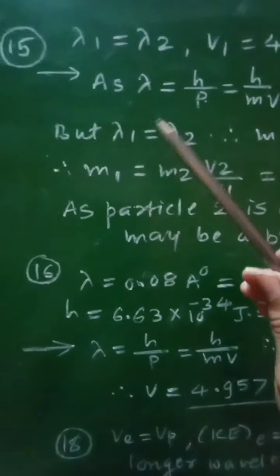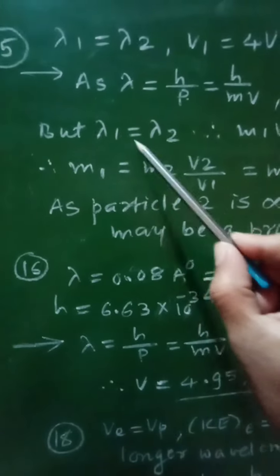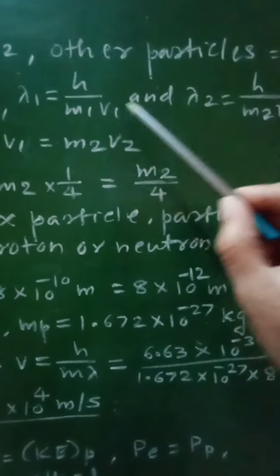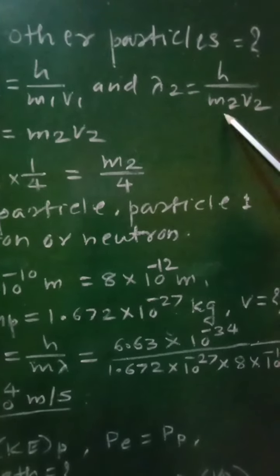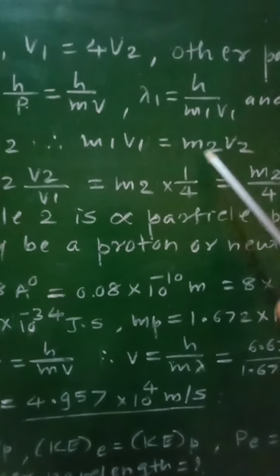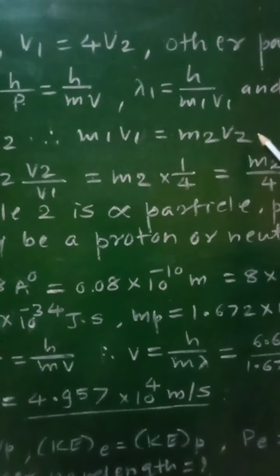Then here it is given that lambda 1 is equal to lambda 2. As lambda 1 is equal to lambda 2, then h by m1 v1 must be equal to h by m2 v2. That is, m1 v1 must be equal to m2 v2.